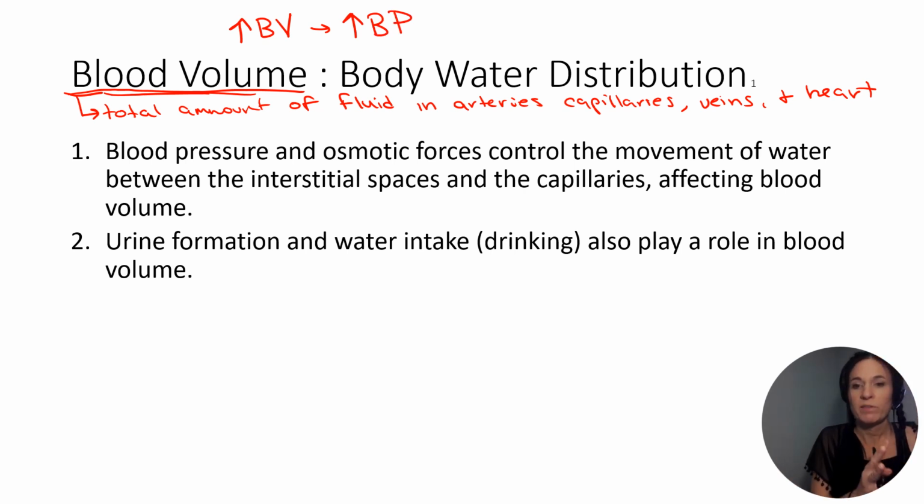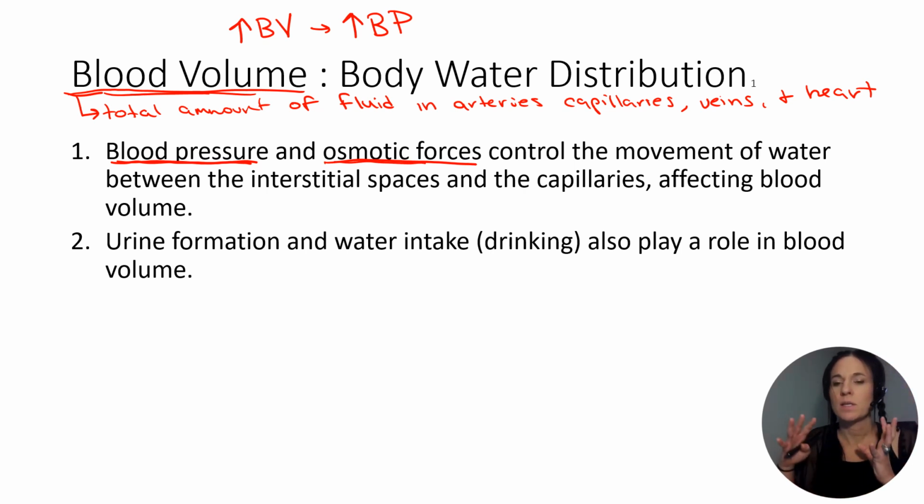Okay, so what we've been looking at is that we have these forces, right? We have hydrostatic pressure and colloid osmotic pressure, and these different forces control the movement of water between the interstitial space and the capillaries. So how much water we bring into the blood is going to affect blood volume. So these are going to affect blood volume.